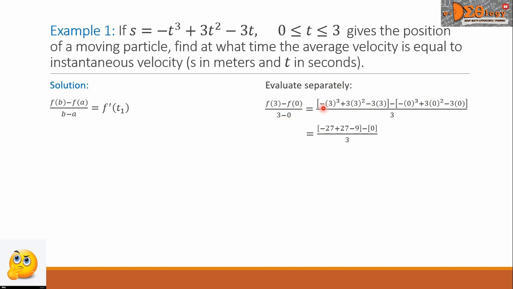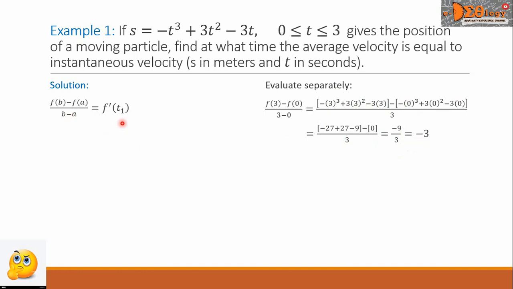Simplifying further, negative 3 cubed becomes negative 27, plus 3 times 3 squared is 27, minus 3 times 3 is 9. Then minus this whole group here is equal to 0. So we write 0 all over 3. We can see that our numerator is now equal to negative 9 all over the denominator 3, and the quotient will give us negative 3. This is the value for our left side.